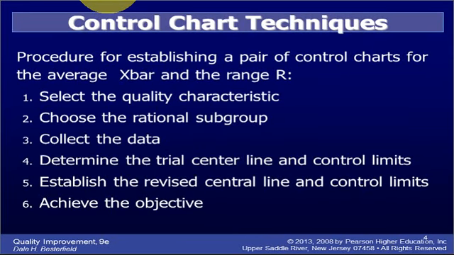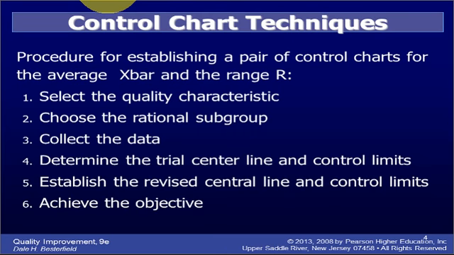We have 6 steps to build the control chart for the average and the range, Xbar and R. The first step is to select the quality characteristic, which is a measurable variable that you define to characterize the quality. Second, you need to choose the rational subgroup: what is the rational number of samples in one subgroup, and how many subgroups you need?